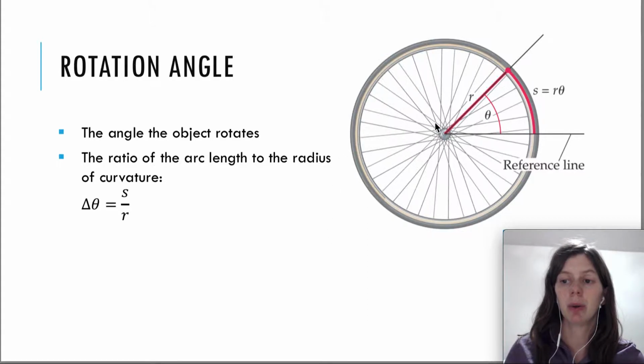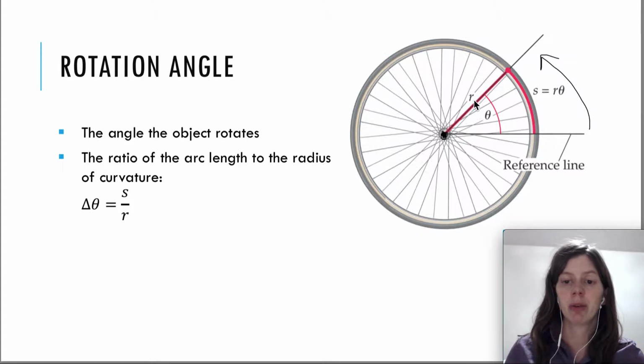When an object is rotating about an axis here, so this middle point is fixed, then this thing is rotating, let's say counterclockwise, then it's moving through a certain angle. So we're going to use that as our displacement. It's called angular displacement, or it's also called a rotation angle. So we're going to use theta.